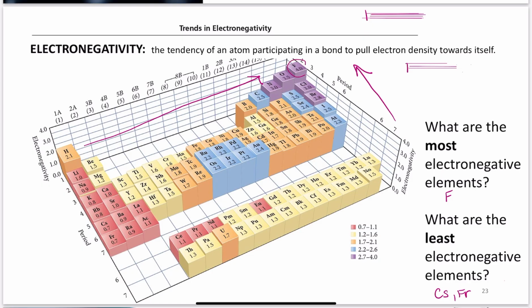Okay, you need to know first place goes to fluorine. Second place goes to oxygen, and third place is tied with nitrogen and chlorine. So fluorine is in first.